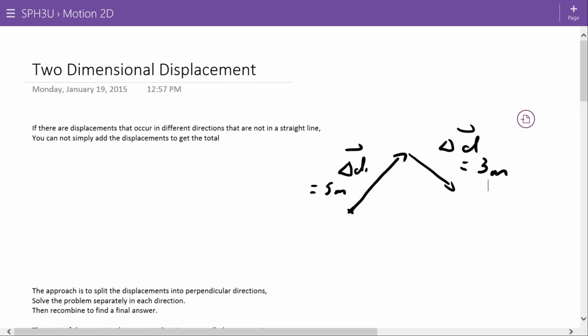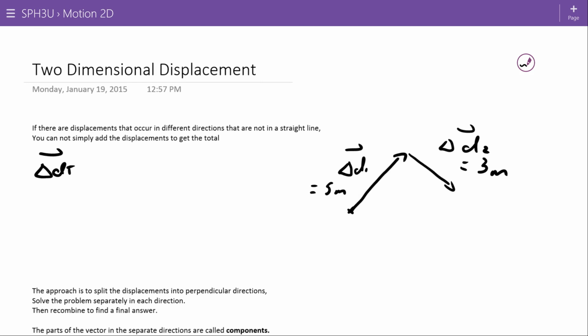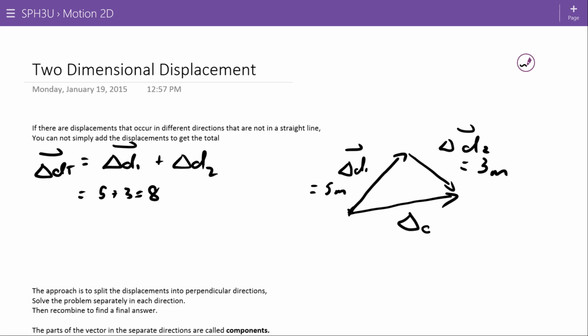Our old way of handling this would be to have said delta d total is equal to delta d1 plus delta d2, and so we would have said, 5 plus 3 equals 8. But I think we can see that your total change in position, or your delta d total, that actually occurs here, I don't know what it is, but it's not 8. You can't simply add these two numbers and expect to get the third number when the directional change happens like that.